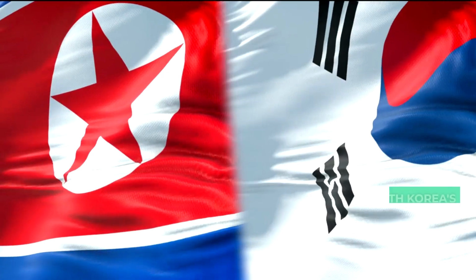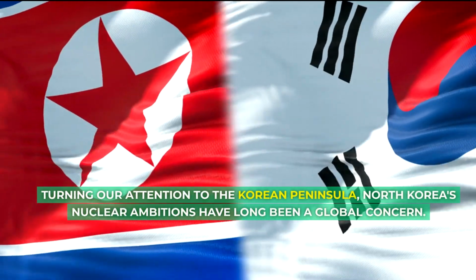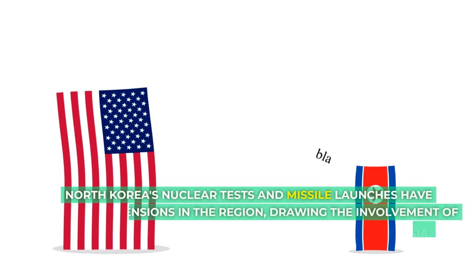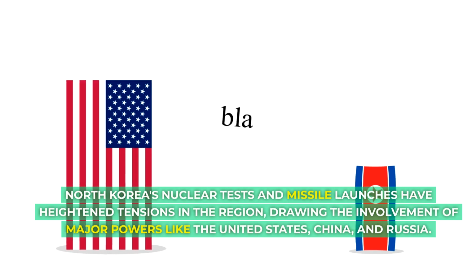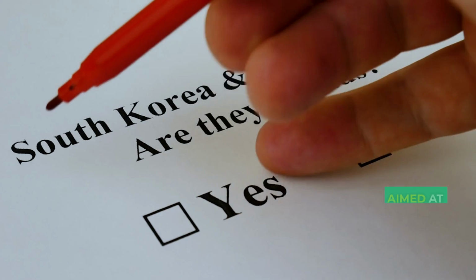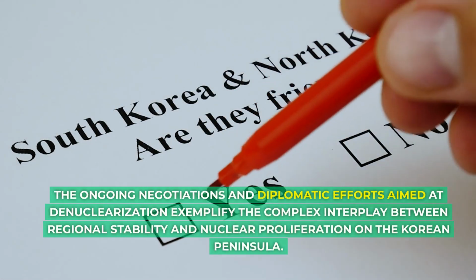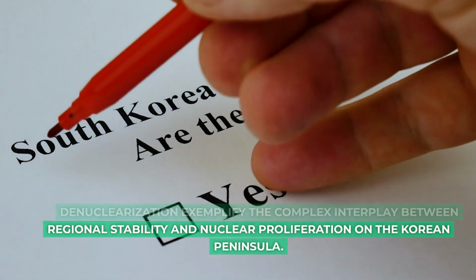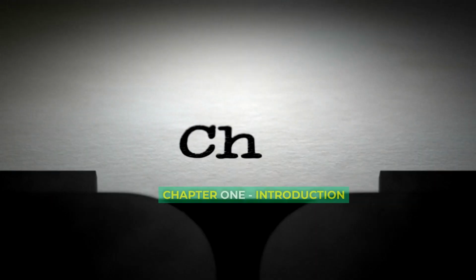Example 2. Turning our attention to the Korean Peninsula, North Korea's nuclear ambitions have long been a global concern. North Korea's nuclear tests and missile launches have heightened tensions in the region, drawing the involvement of major powers like the United States, China, and Russia. The ongoing negotiations and diplomatic efforts aimed at denuclearization exemplify the complex interplay between regional stability and nuclear proliferation on the Korean Peninsula.